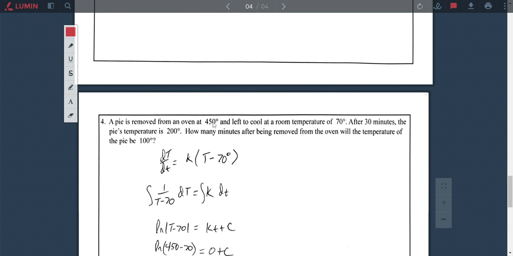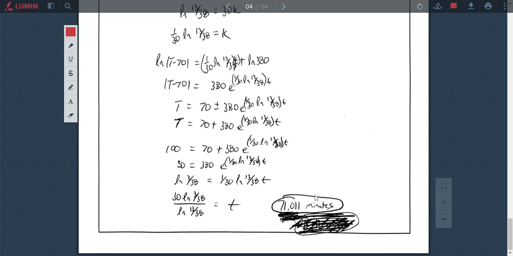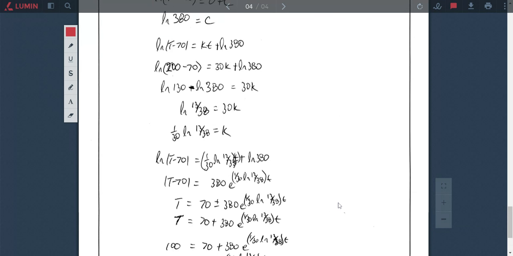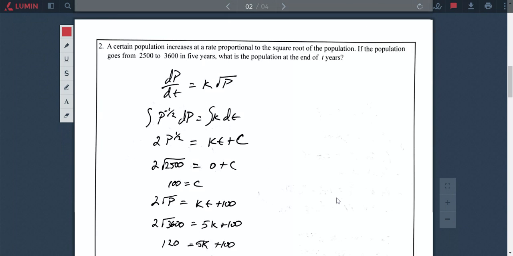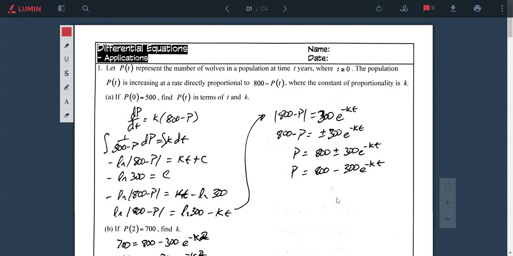So after the pie is pulled out at 450 degrees, it will be 100 degrees 71.011 minutes after it's pulled out. So there are your answers to differential equations applications.